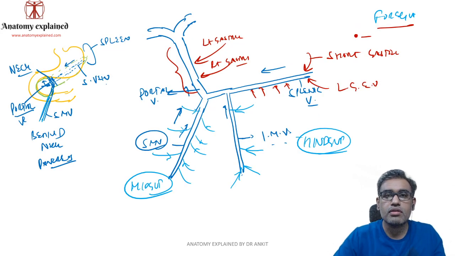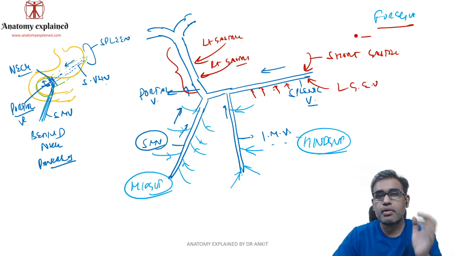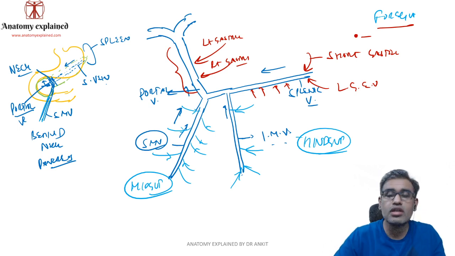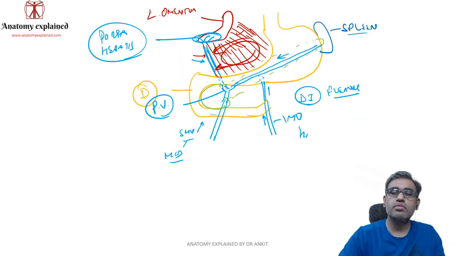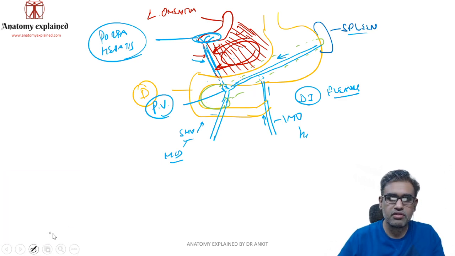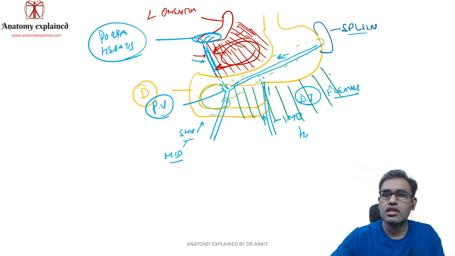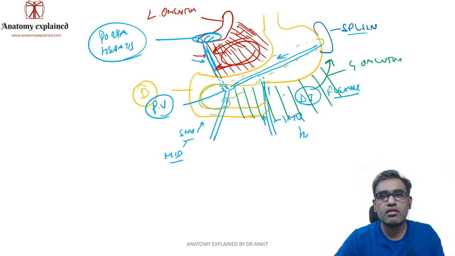Then if you remember again, there was a common hepatic artery which gave off the gastroduodenal artery. Gastroduodenal artery gave off what? It gave off the right gastroepiploic artery. So there would be a right gastroepiploic vein. Now if you look at this figure, this is the location of our greater omentum. Yes or no? Now here we had this as the left gastroepiploic vessel. Here we will have the right gastroepiploic vessel.